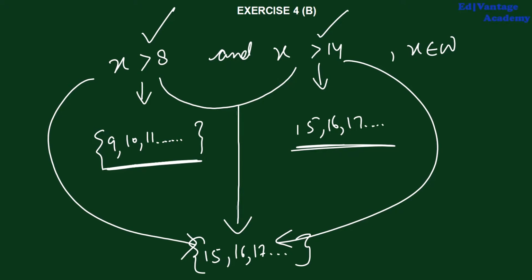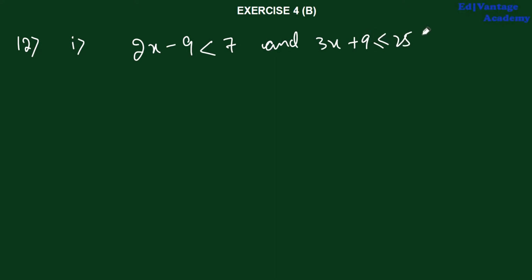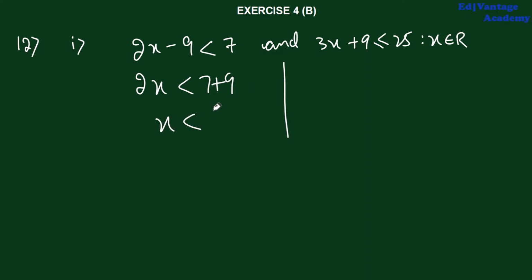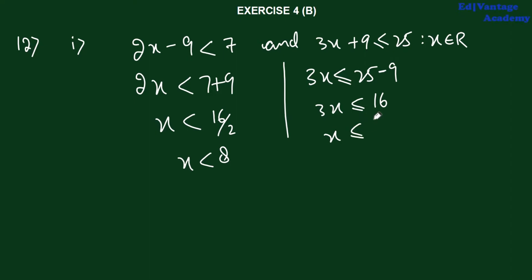Let's go to the question to understand how to graph these kinds of solutions. Exercise B, question 12 says: solve and graph the solution set of, the first one is given as 2x minus 9 is less than 7 and 3x plus 9 is less than or equal to 25, and x belongs to real numbers. That means on the number line we have to put a dash, not specific highlighted dots.